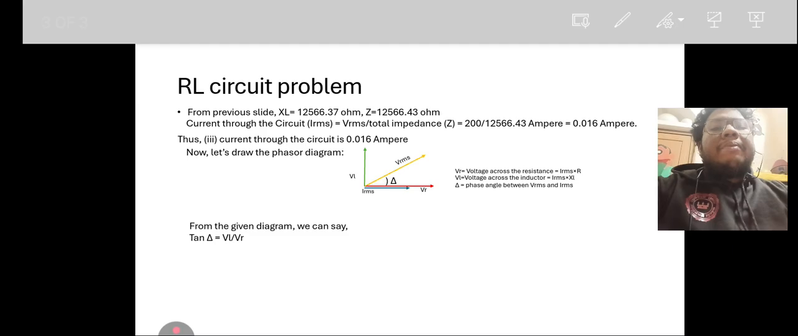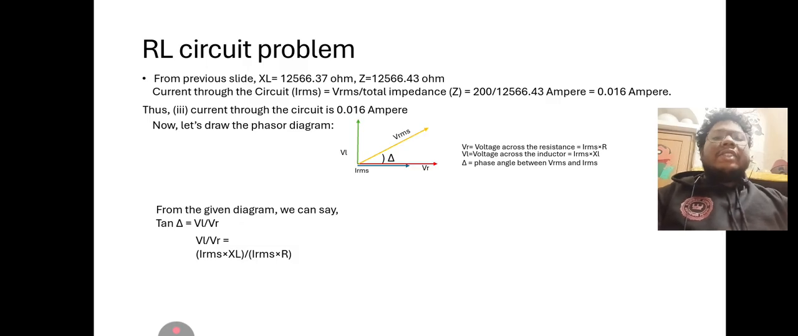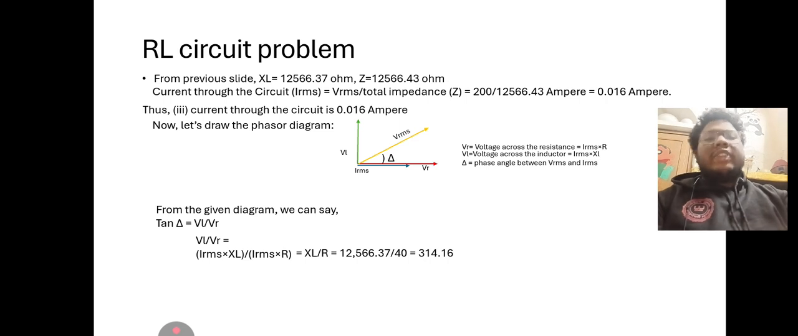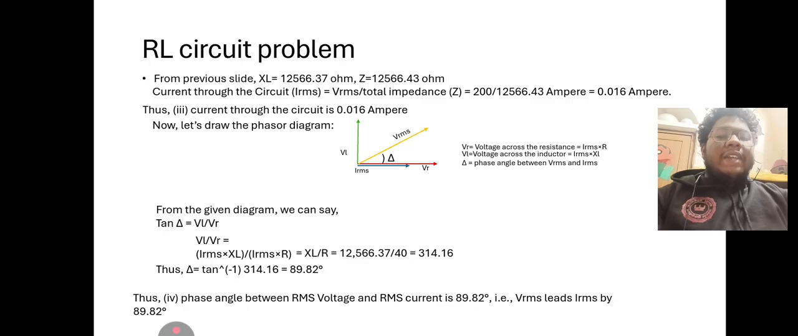VL can be simplified as IRMS into XL, and VR can be simplified as IRMS into R. Now we can cancel out the IRMS and write it as XL by R, and we know the values of XL and R, which is 12566.37 by 40, which gives us a value of 314.16. So that is the value of tan delta. So tan delta is 314.16, and delta will be tan inverse of 314.16, which gives us an approximate value of 89.82 degrees.